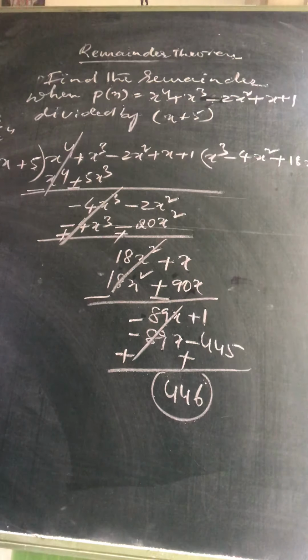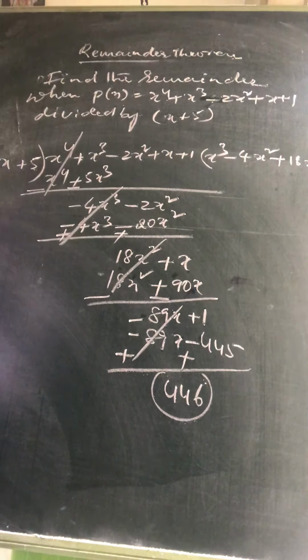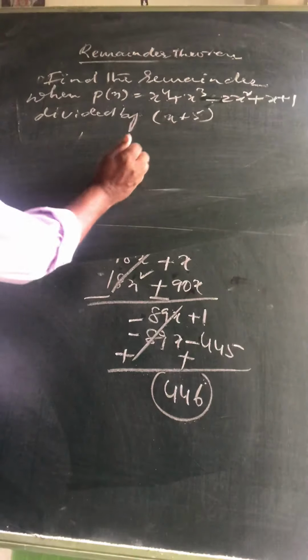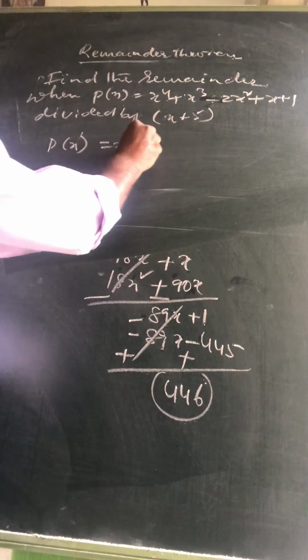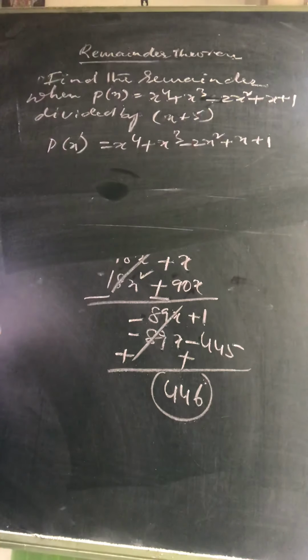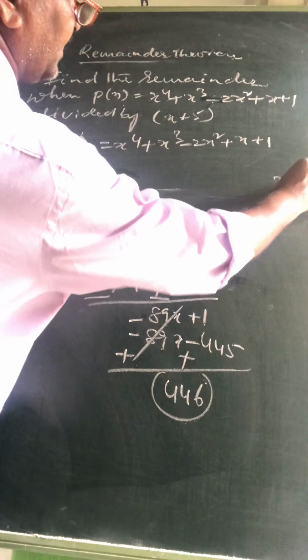Okay. Now this has taken this much time. And for the same problem, we can use the remainder theorem and find out the remainder. Now see here, p of x is equal to x to the power of 4 plus x cube minus 2x square plus x plus 1, divided by what? Divided by x plus 5.